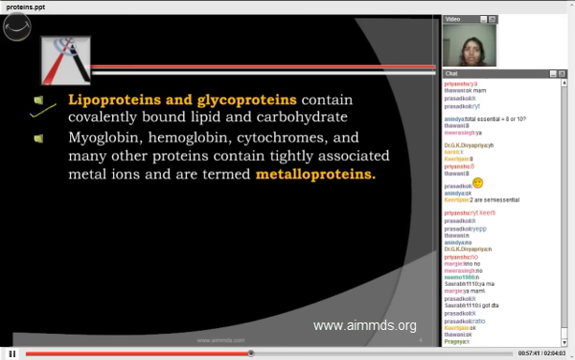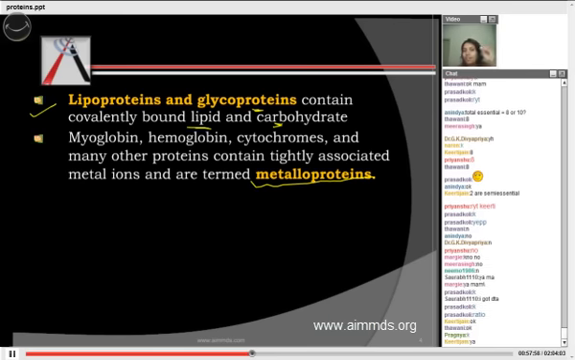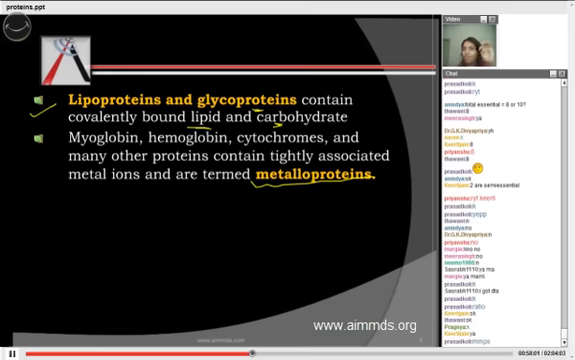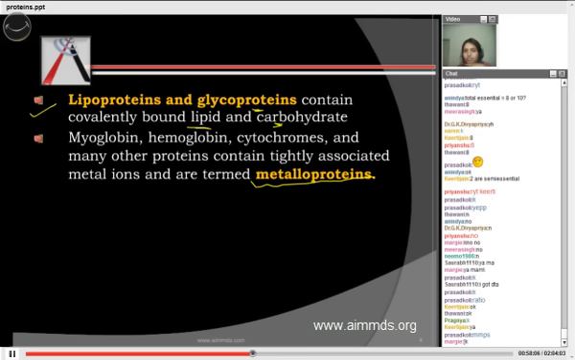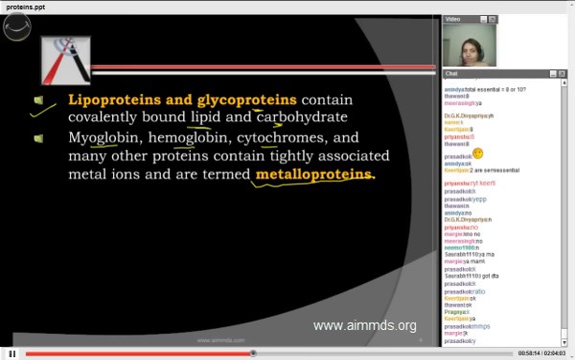Okay, then other than that we have certain lipoproteins. Lipoproteins have lipids, and glycoproteins have carbohydrates attached to the proteins. They are the complex proteins. And we also have some metalloproteins. These are a very important source of MCQs, these metalloproteins. Metalloproteins are the proteins that have metal ions associated with them. Yeah, matrix metalloproteins. And we have the important ones, that is myoglobin, hemoglobins, and cytochromes, and many other proteins.